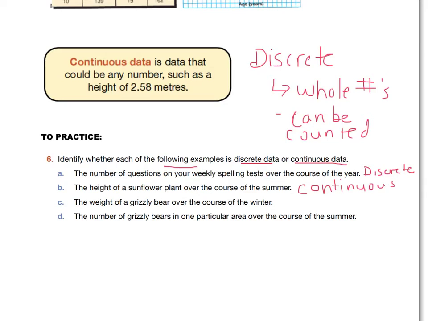The weight of a grizzly bear over the course of winter. Well, again, we know measurements are often continuous. Is it going to be able to have a decimal number? Well, yeah, in between they can be a decimal number. It could be 125.6 kilograms or whatever that might be. I'm not sure how much grizzly bears weigh. But that would be continuous data as well.